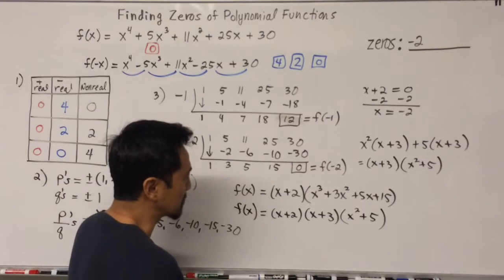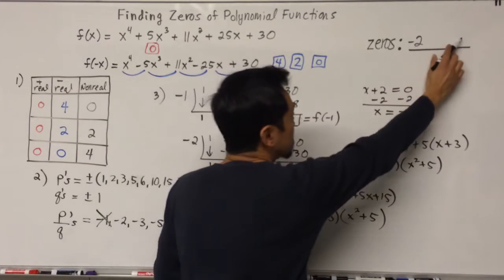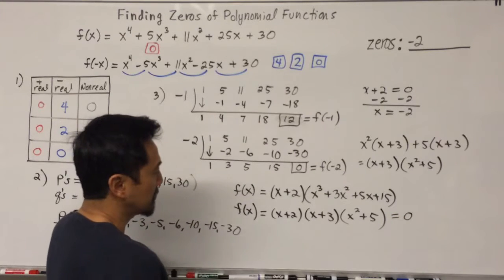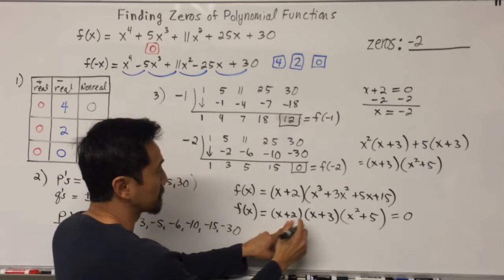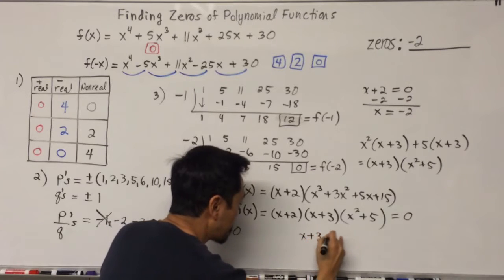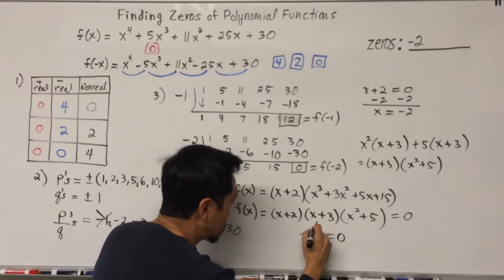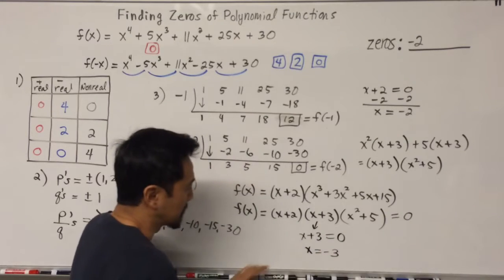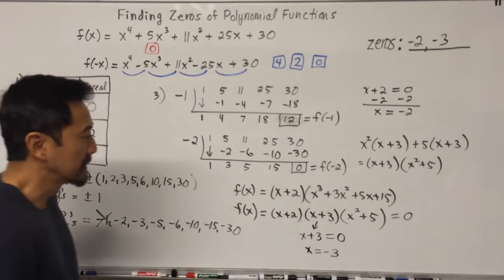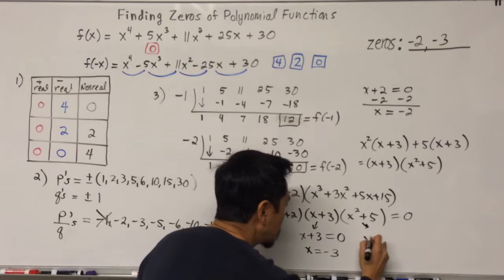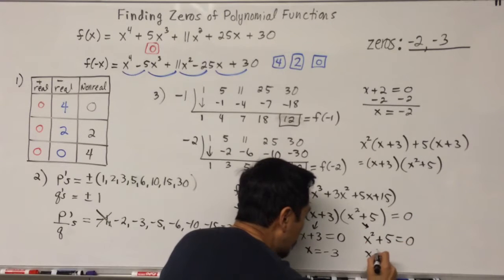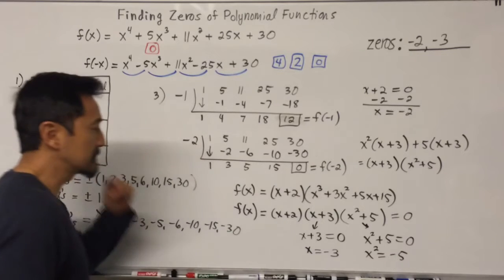Okay? And we are just about done. Because now if you want to find the remaining 3 zeros, you're going to set the entire function to 0. Okay? We already know what x plus 2 will produce. It'll produce negative 2. Now we need to find the remaining. Okay, so set x plus 3 to 0 and then solve for x. There's our next 0, negative 3. And then we're going to set this factor, x squared plus 5, equal to 0. And then we're going to subtract 5 from both sides.